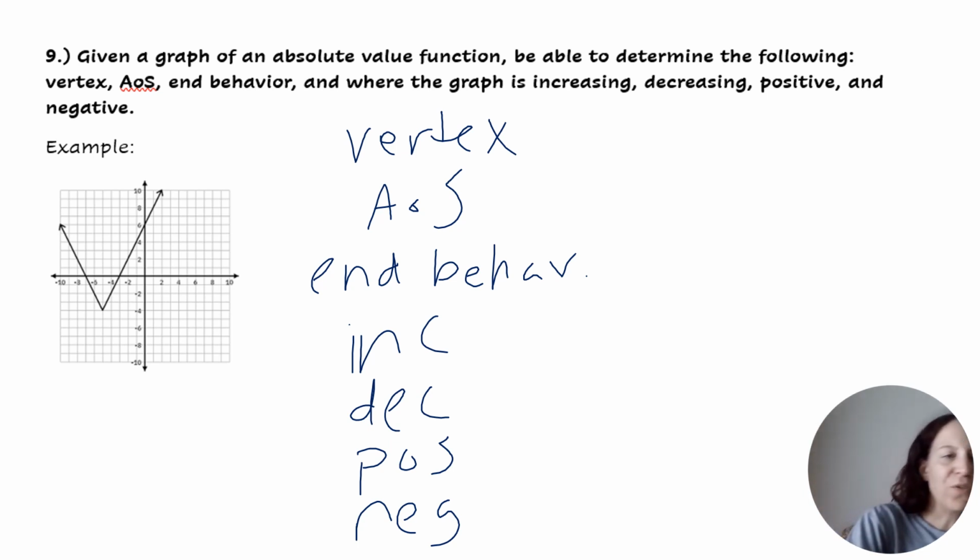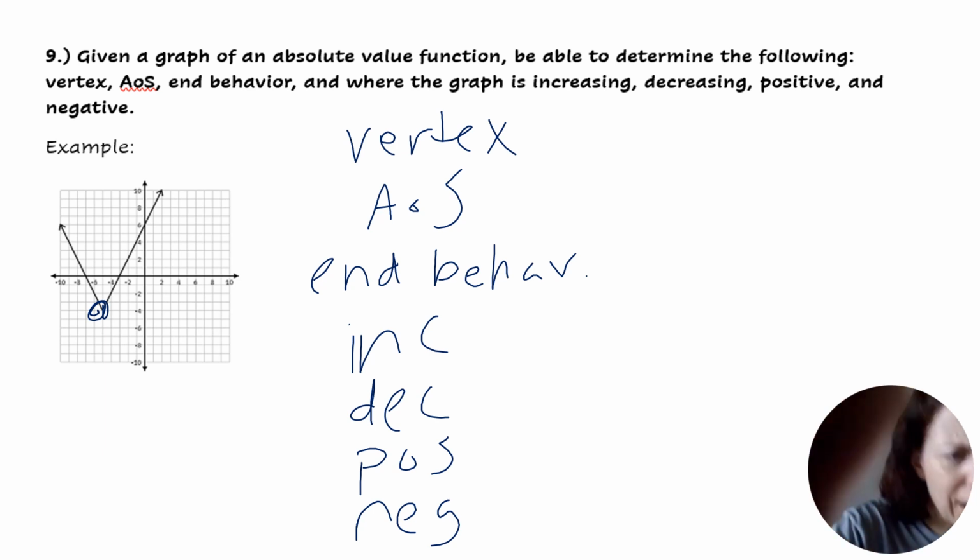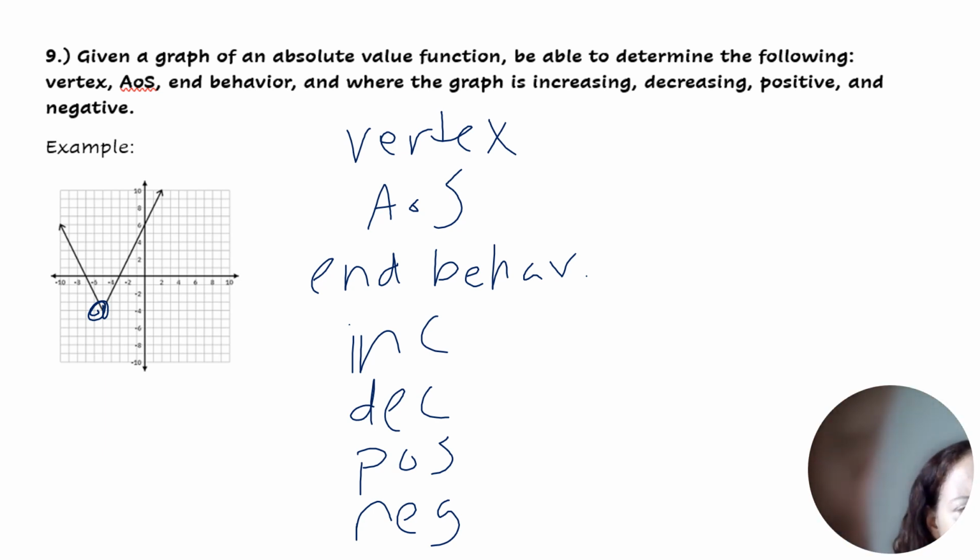So to review, we'll just go through this kind of raw, without the matching part. So the vertex is that point right there. Heaven help me if I can see that on my computer. I believe that is -5, -4.